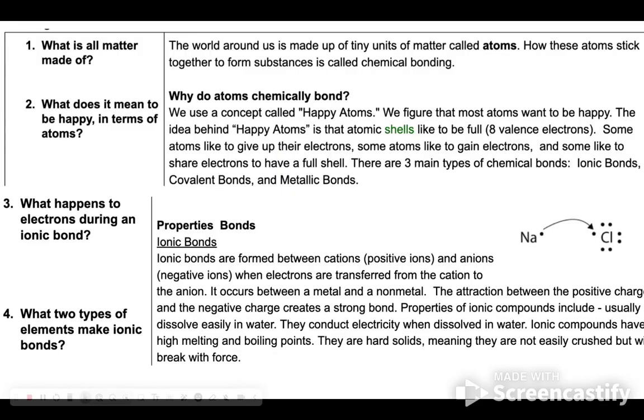So here we go with the reading. We have 4 questions on this slide. What is all matter made out of? What does it mean to be happy in terms of atoms? What happens to electrons during an ionic bond? And what 2 types of elements make ionic bonds?